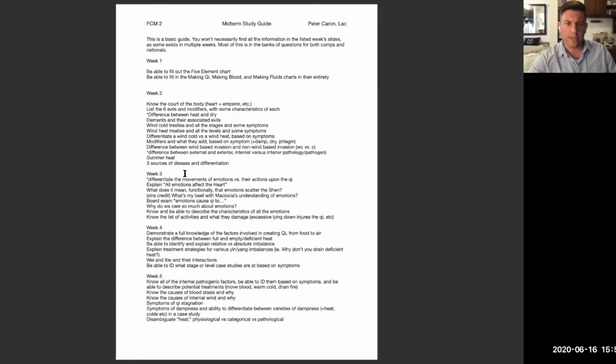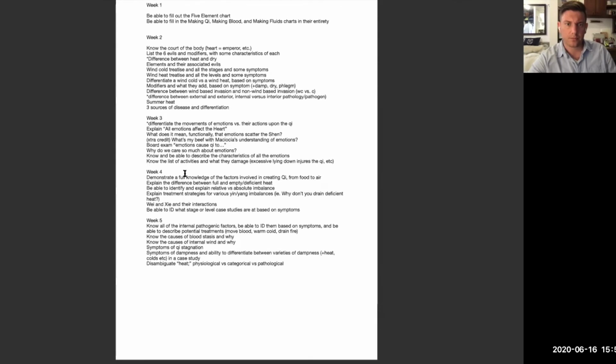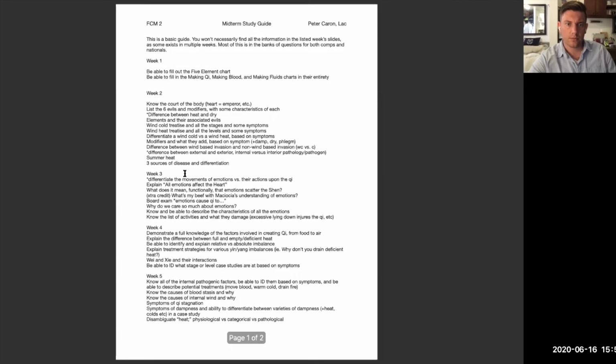Three sources of disease and differentiation: internal, external, and miscellaneous. I just want you to be able to show that you basically know what the difference is. So if I say, if a patient's poisoned, is this an example of internal, external, or miscellaneous disease? I want you to be able to tell me that it's miscellaneous. If I say a patient has long-term anger issues that have resulted in liver fire, what is this an example of? I want you to be able to tell me that that's internal disease.